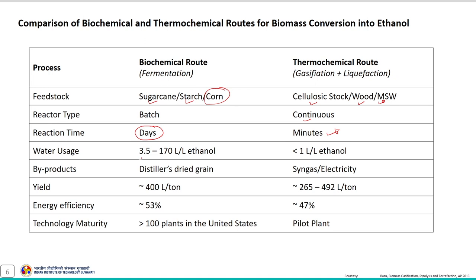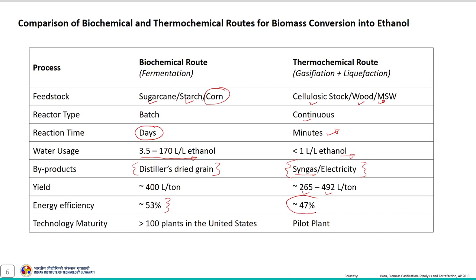Water usage is sufficiently high in the biochemical conversion route, whereas in case of thermochemical route, the water consumption is very less. Byproducts: the biochemical route produces distillers dried grain, whereas the thermochemical route produces syngas, which can be burned to generate electricity and heat. Yield is around 400 liter per ton, whereas in case of thermochemical route, it is around 265 to 492 liter per ton.